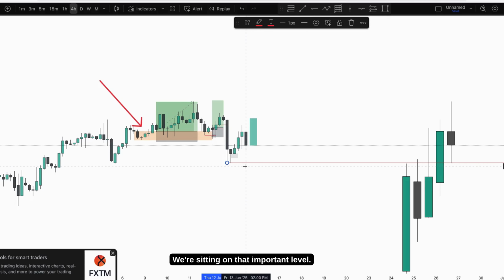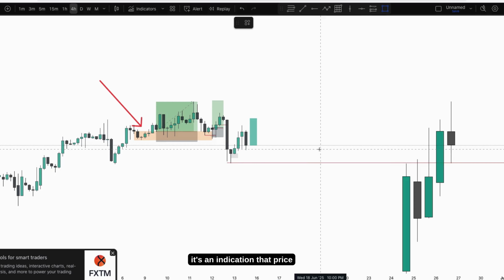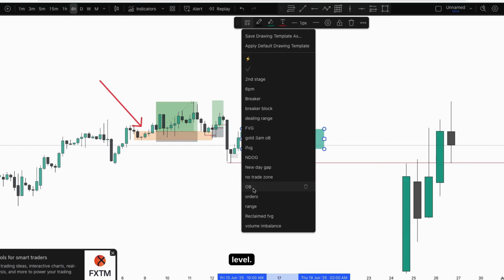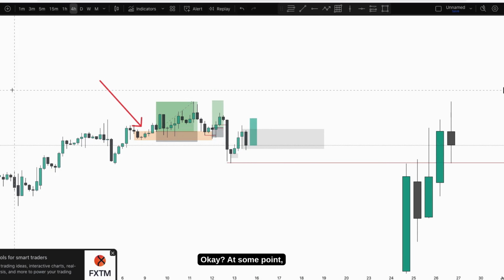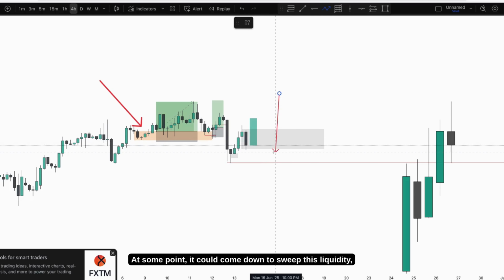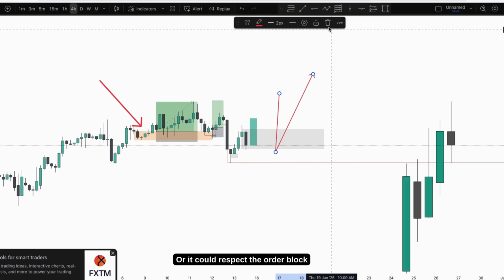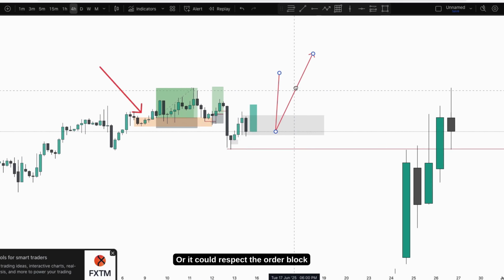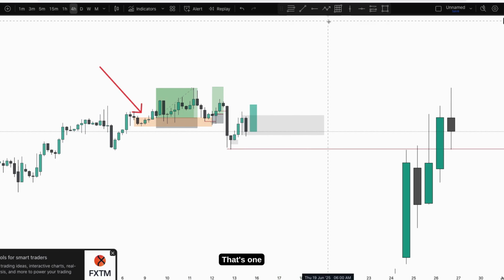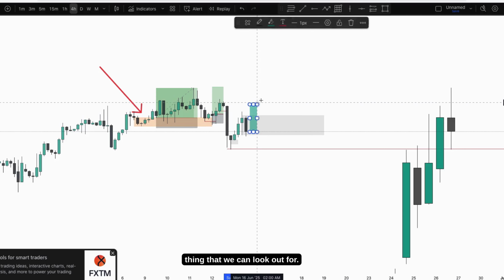We're sitting on that important level. So if we can get something like this, it is an indication that price will start going up from this level, okay? At some point, it could come down to sweep this liquidity, then continue going higher, or it could respect the order block and continue going higher. That's one thing that we can look out for.